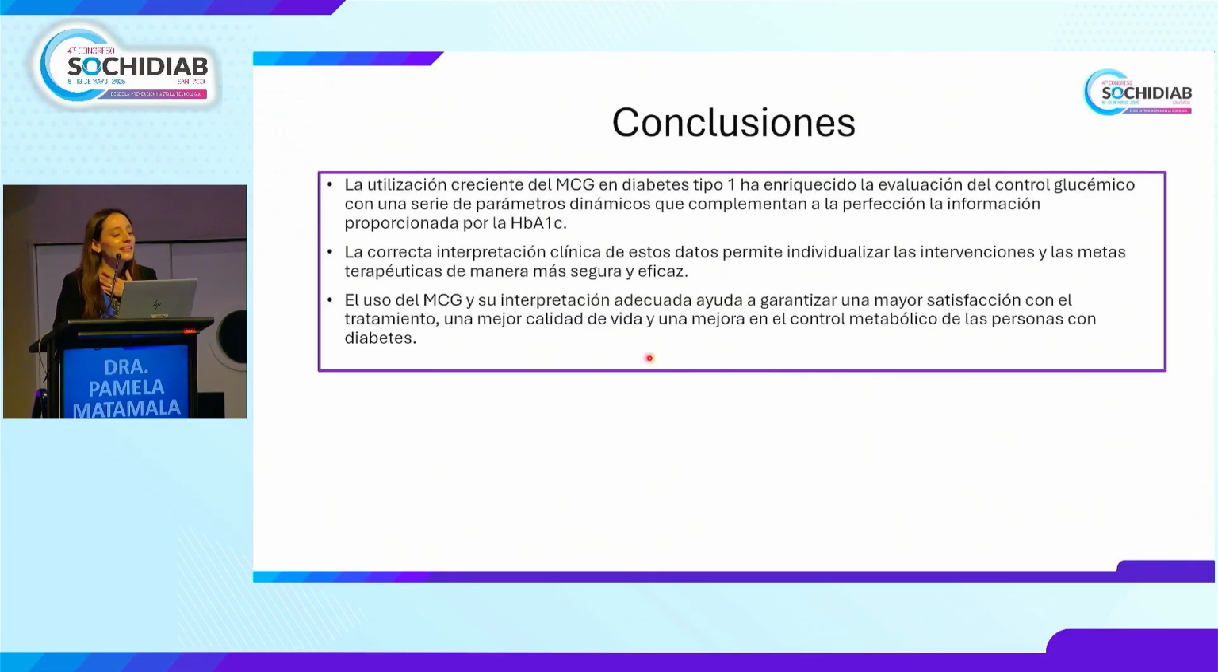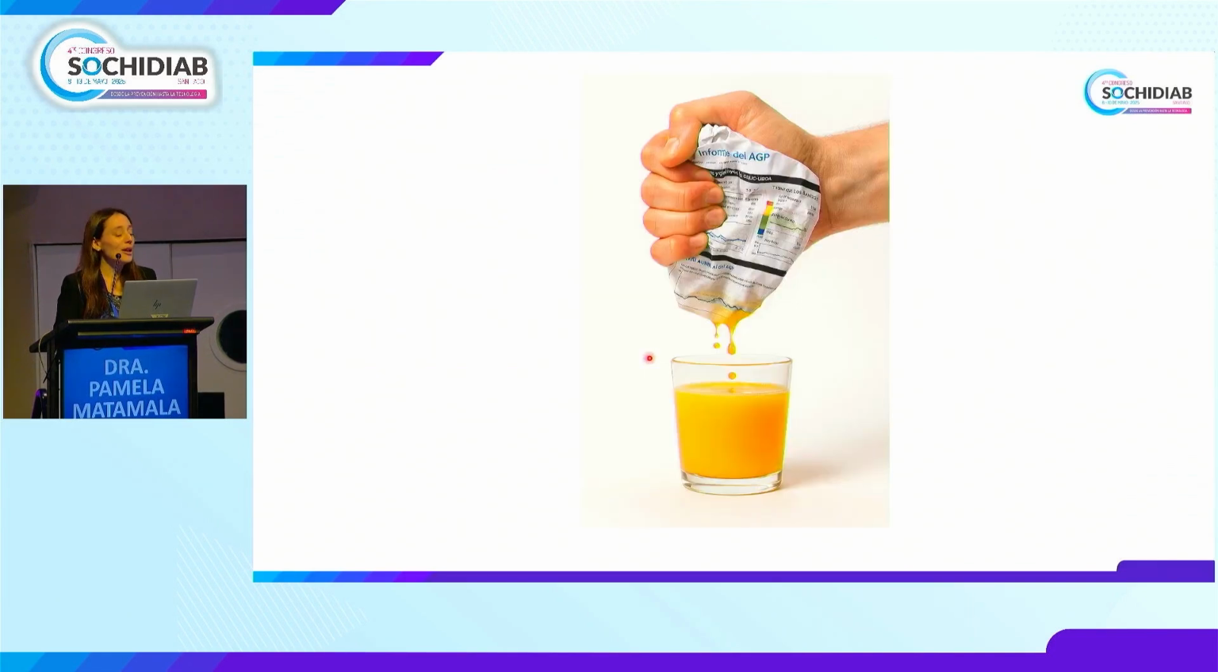As a conclusion, the growing use of continuous glucose monitoring in diabetes type 1 has enriched the glycemic control assessment with a series of dynamic parameters that complement the values of HbA1c. The correct interpretation of data allows to individualize interventions and therapeutic objectives, and the use of monitoring and adequate interpretations helps guarantee greater satisfaction with treatment, better quality of life, and improvement in metabolic control.